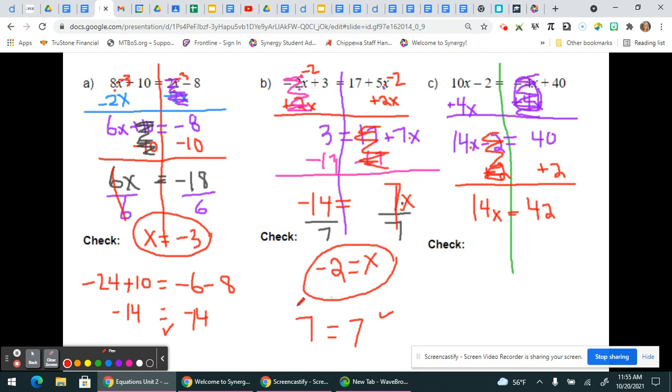Now, our final step, let's get that x all by itself. That's what we want. 14 times x. To undo this times 14, I'm going to divide by 14 on the left, divide by 14 on the right. 14 divided by 14 is 1, or 1x. So x equals 42 divided by 14 is 3. So right here, x equals 3.